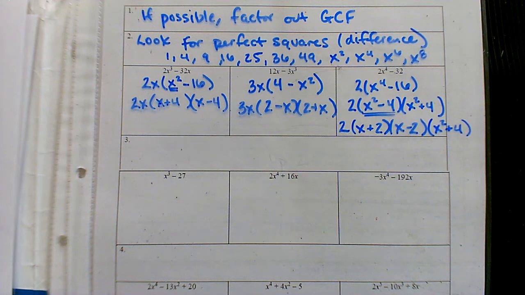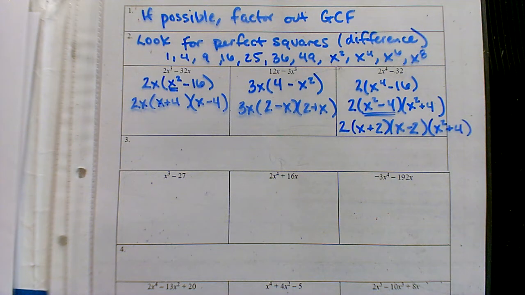So we actually did three steps of factoring, not three factoring techniques. We pulled out a GCF, then we were able to do a difference of squares, and then we were able to do a difference of squares again. Okay, so we're going to keep factoring and factoring until we can't factor anymore. We're going to try to go as far as we can.